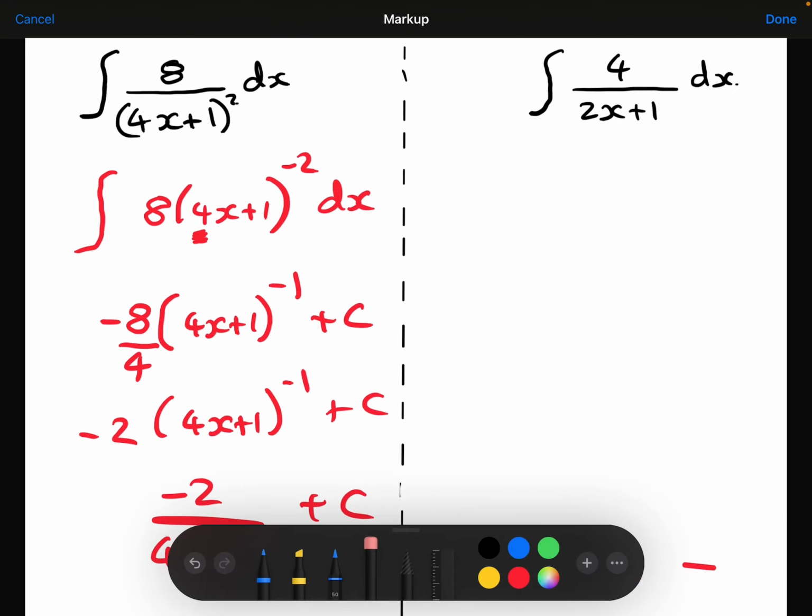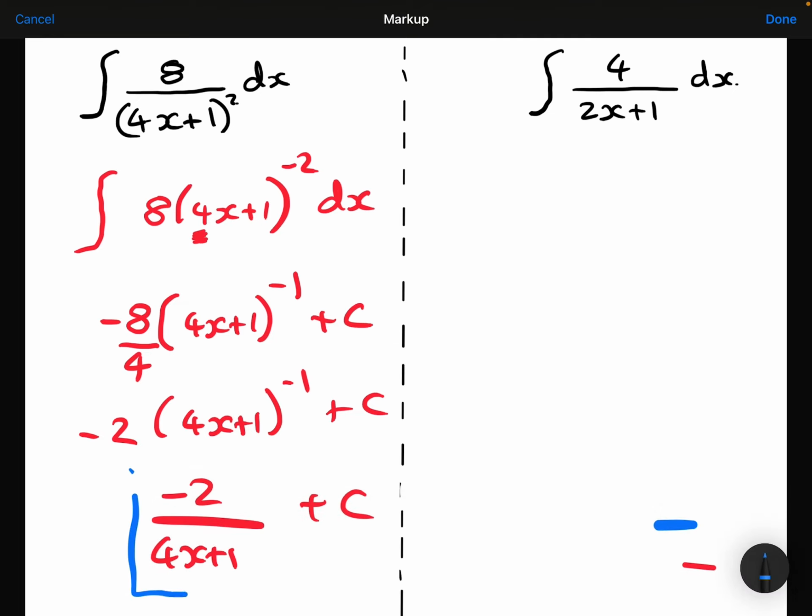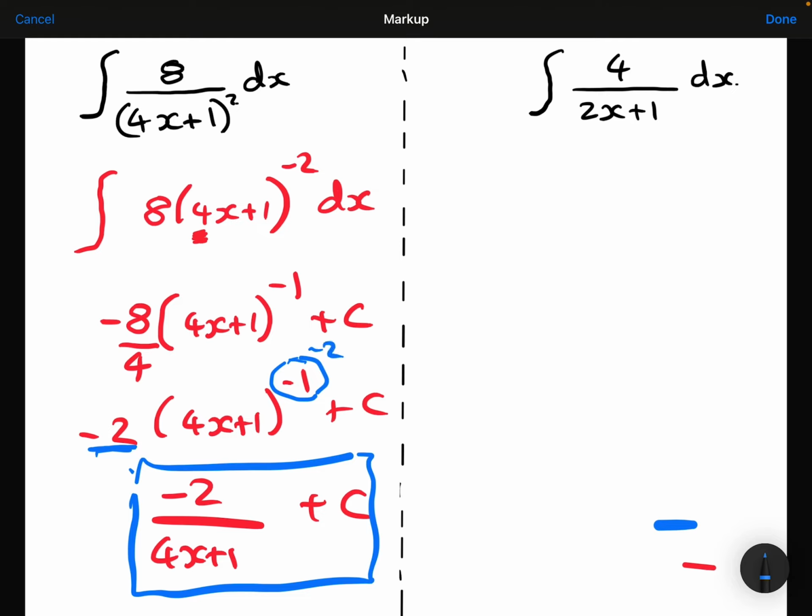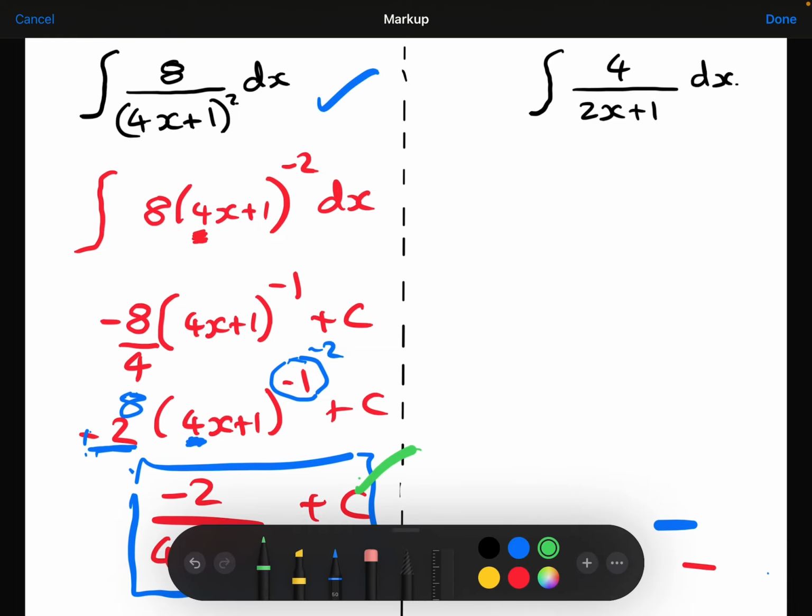I could check that, and I should check that as well. So when I differentiate that, as I times by the -1, this is going to become a +2. The new power would become a -2. Then I'd have to remember to times by the 4 as well. So that +2 I had at the front times the 4 would be an 8. And you could see we get 8 lots of the 4x plus 1 to the power -2, which is what we started with. So this is correct.